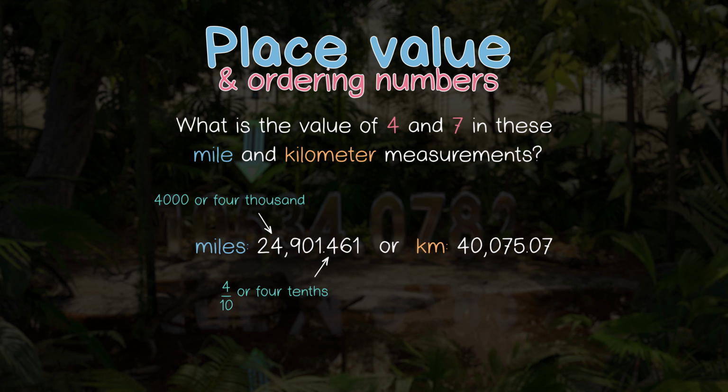In the kilometers measurement, 4 is in the 10,000s position, so 40,000, and 7 is in the tens position, so it has a value of 70, and the hundredths position, so 7 hundredths. So to find the value a number represents, we multiply the value of the position by the number that's in it.